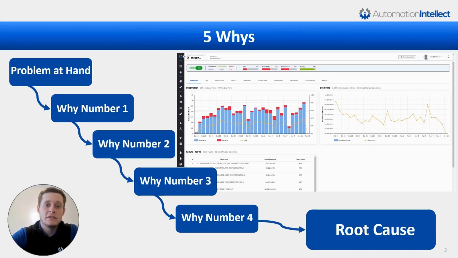In a 5 whys diagram, the main point of emphasis is to ask why repeatedly until it is agreed that the lowest level is achieved and the root cause can now be actioned. Using Automation Intellect's data, a team could start with a problem at hand, such as low OEE on machine 1. So why is the OEE low on machine 1? Because there is a high amount of downtime, for example, which can also be identified through Automation Intellect's platform.